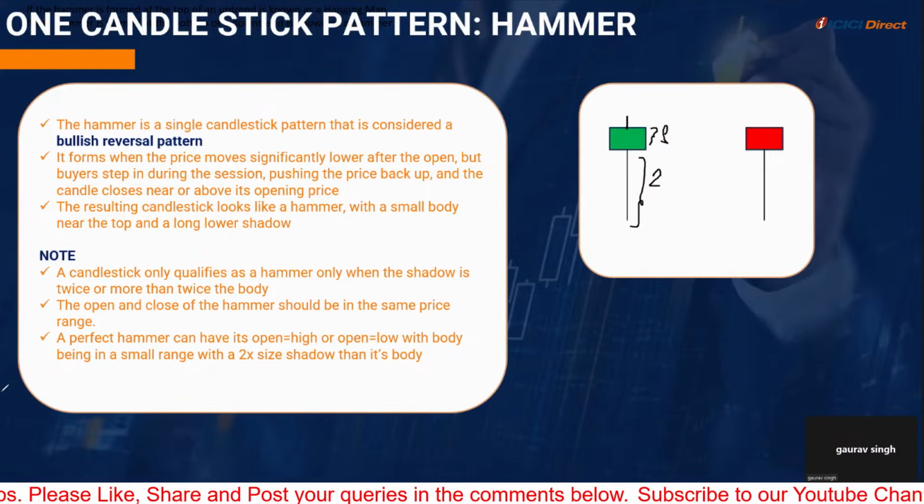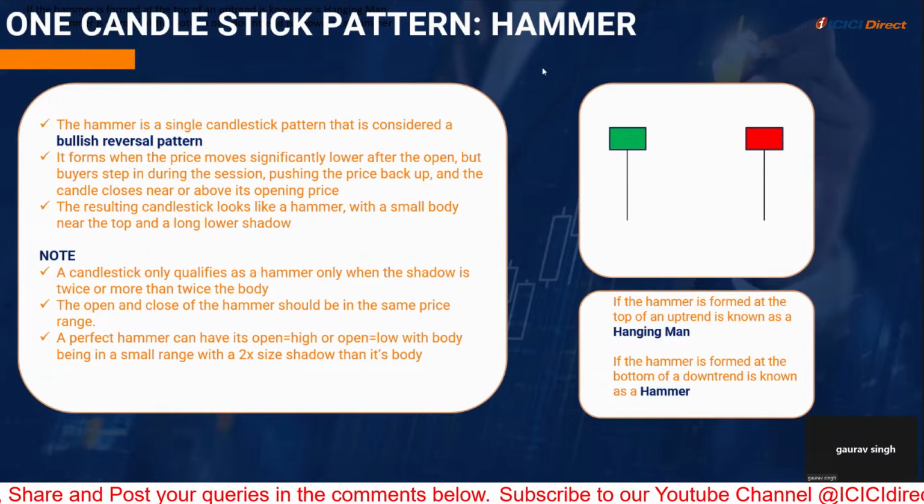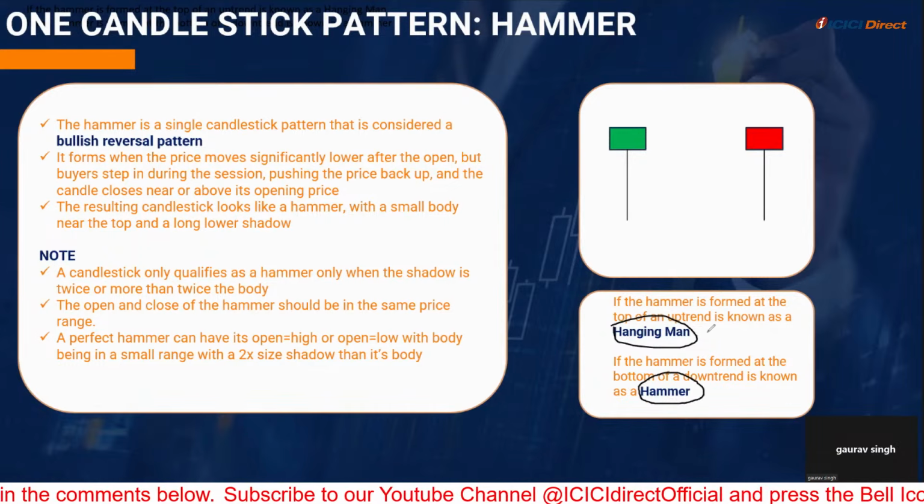So we have a green and a red candle. Hammer qualifies as a reversal, as a reversal is taking place. If the hammer is made in a downtrend, we call it a hammer. If this candlestick is made in an uptrend, it is known as a hanging man. Please keep that in mind. Hammer is always formed in a downtrend and hanging man is formed in an uptrend.